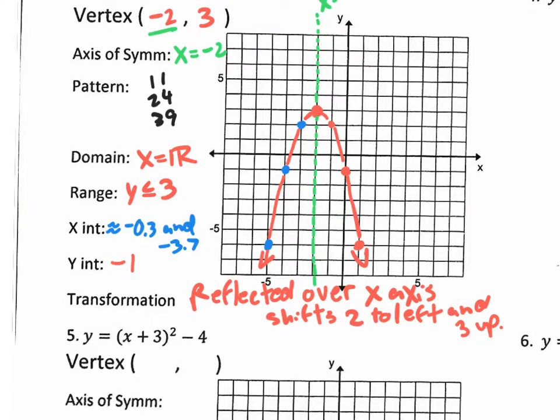Again, the transformation that we want to describe is that it got reflected. The parent graph would normally open up here. It opened down. That's why it's opening down. So the first thing we say is that it got reflected over the x-axis. And then after it opens down, it got shifted 2 to the left and 3 up. So that's the complete description of the transformation from the parent graph to this new parabola: opens down and shifted 2 to the left and 3 up.